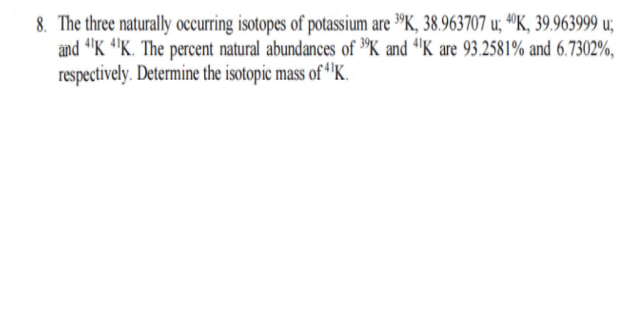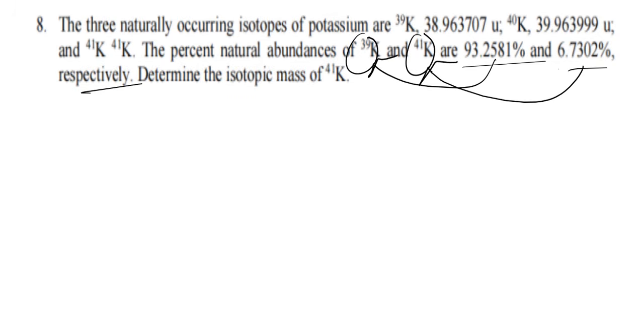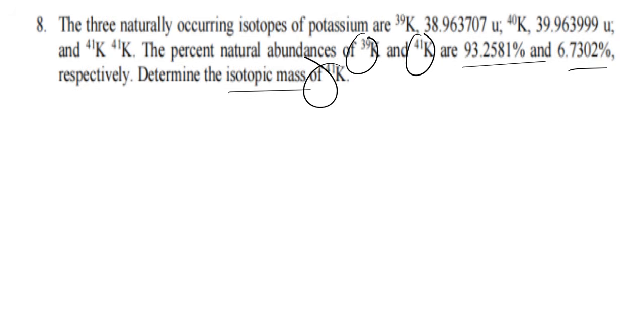Then we come to question number 8. We are told that the three naturally occurring isotopes of potassium are those ones: potassium 39, potassium 40, and potassium 41. The percentage natural abundances of potassium 39 and potassium 41 are these respectively. The first one is for 39, the second one is for 41. Then determine the isotopic mass of potassium 41. Now I think we haven't been given anything about its mass. We've just been given the percentage abundance.